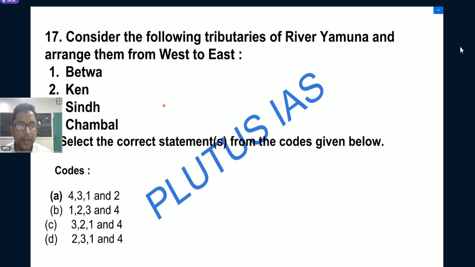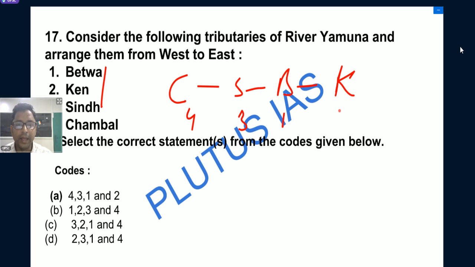These are the tributaries of Chambal, and these all four are the tributaries of Yamuna, and for these tributaries the correct chronological order is from west to east: Chambal, then Sindh, then Betwa, then Ken. So Chambal is 4, then Sindh is 3, then Betwa is 1, and then Ken 2. So 4, 3, 1, 2, option A is the correct answer.